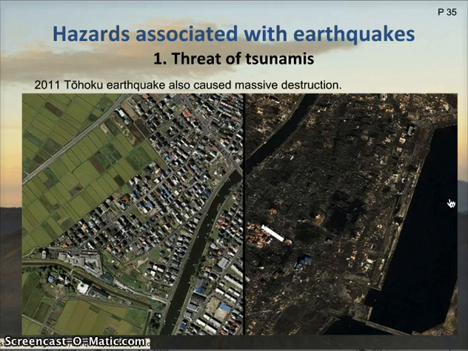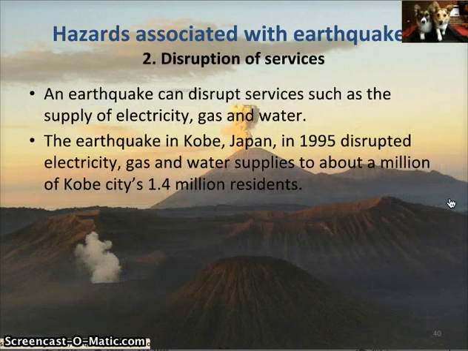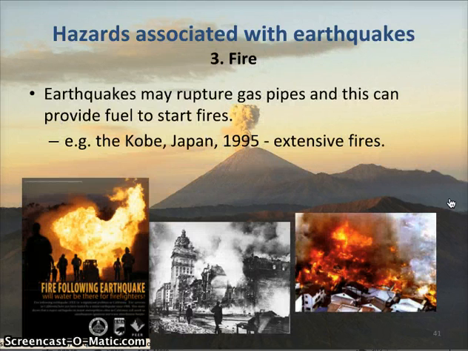Now, this is the damage that the Tohoku earthquake tsunami caused. You can see that the destruction is very much massive. Earthquakes can also cause disruption of services, as the electricity, gas, and water of a city are typically run underground. The Kobe earthquake in 1995 actually disrupted the services to 1 million of the city's 1.4 million residents. Earthquakes can also rupture gas pipes, which can provide fuel to start fires.